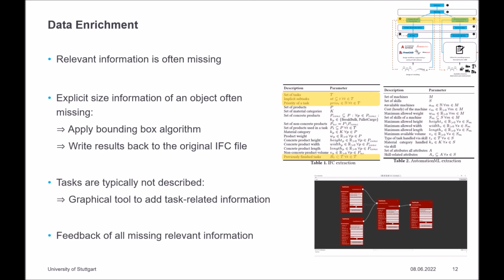In general, the user will get feedback about all missing information which is potentially relevant and which cannot be automatically generated. So this information then has to be added by the experts manually. If not, there are also available continue options, but the quality of the overall results could suffer.